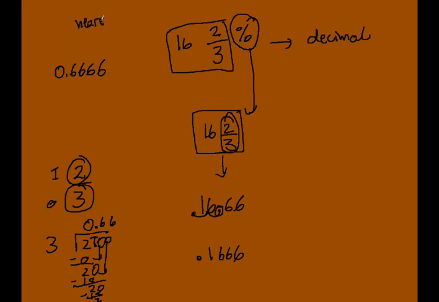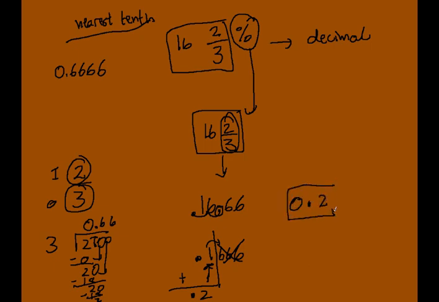Nearest tenth. So this is the tenth. That's the number we're interested in. You look to its right. The number to its right is bigger than 5, which it is, because it's a 6. You will add 1 to this number here. So it becomes 0.2, and you will drop what's to its right. So your final answer is 0.2. It means the same thing.